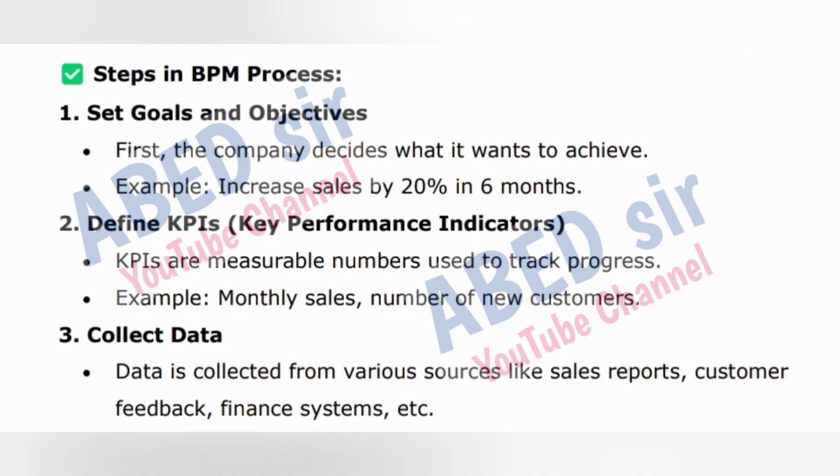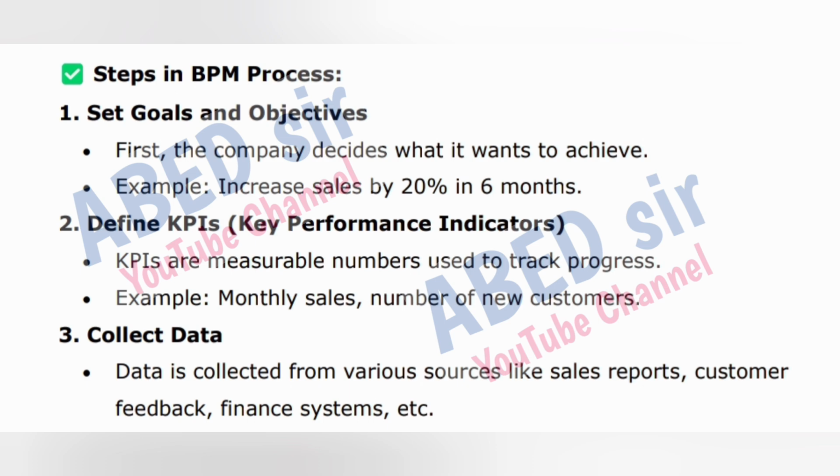1. Set goals and objectives. First, the company decides what it wants to achieve. Example: increase sales by 20% in 6 months. 2. Define KPIs, key performance indicators. KPIs are measurable numbers used to track progress. Example: monthly sales, number of new customers.